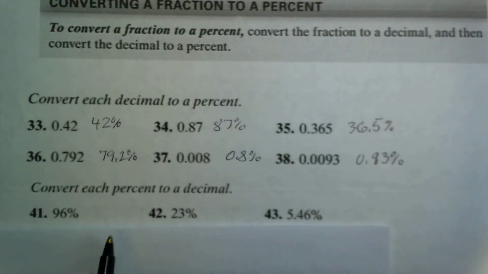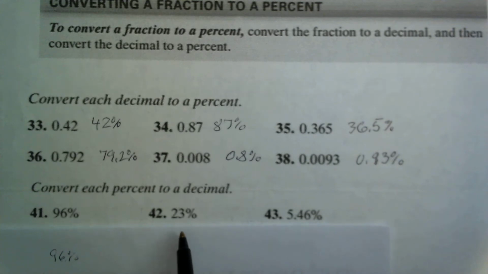For number 41, we'll convert the percent to decimal, and remember we move the decimal 2 places to the left. So, for 96%, there's no decimal, but there really is an implied decimal for whole numbers, and that's after the 6. It's an implied decimal. So we move that 2 places to the left, and it becomes 0.96. That'll be the answer for number 41.